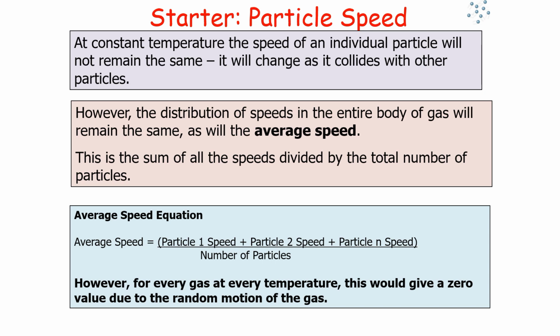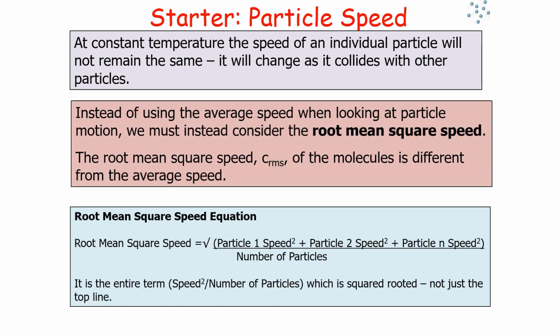So therefore, instead of using the average speed, we've got to look at the root mean square speed. Now the root mean square speed, which is given as C_RMS of molecules, is different from the average speed. Now you'll notice in the root mean square speed equation, it is the square root of particle 1 speed squared plus particle 2 speed squared plus particle n speed squared over the total number of particles. So it's the entire term which is square rooted, not just the top line.